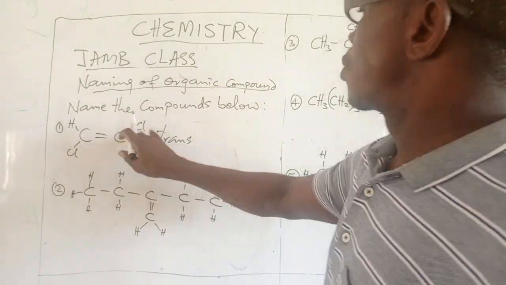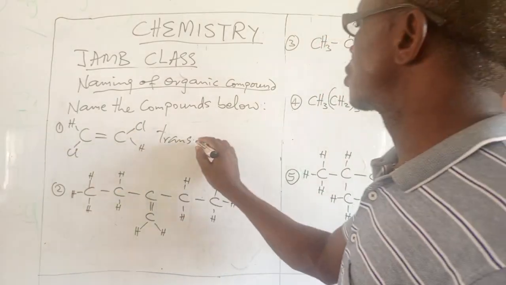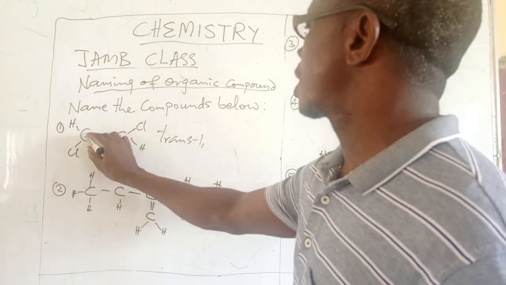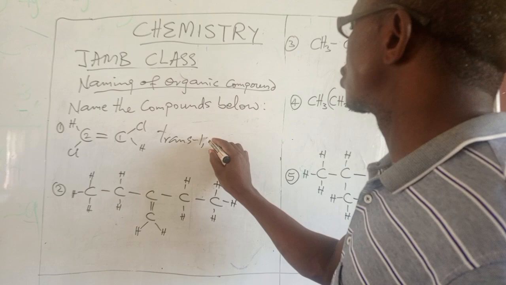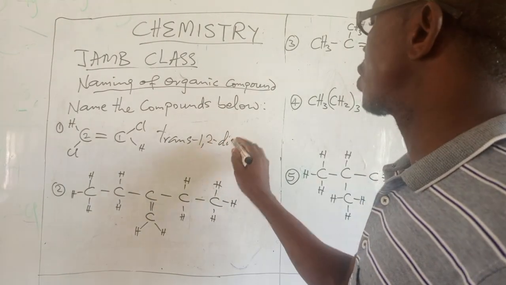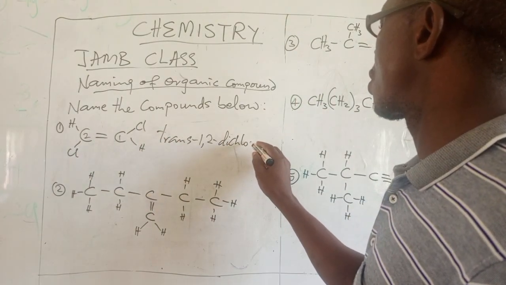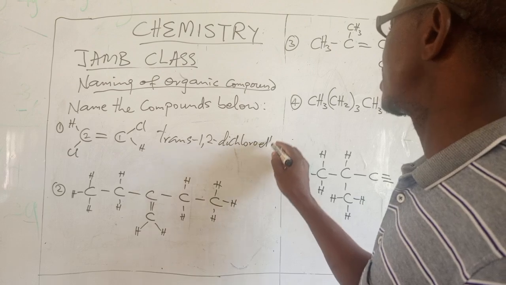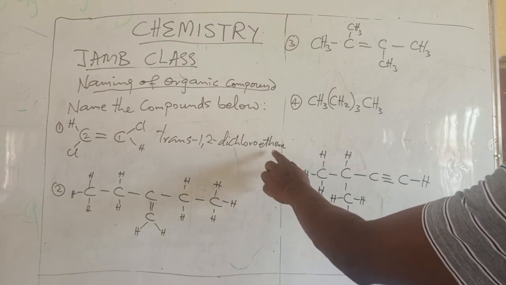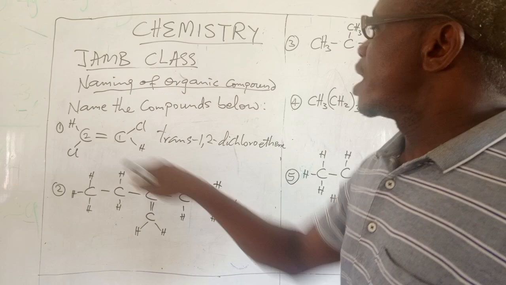And then 1 and 2, trans 1, now say 1, and because chlorine is attached to carbon 1 and is also attached to carbon 2, trans 1,2, di, because they are 2, dichloroethene, ethene. So that's the name of this one.